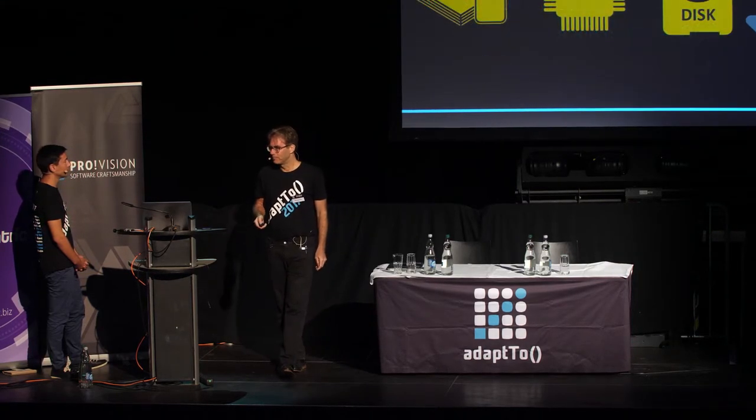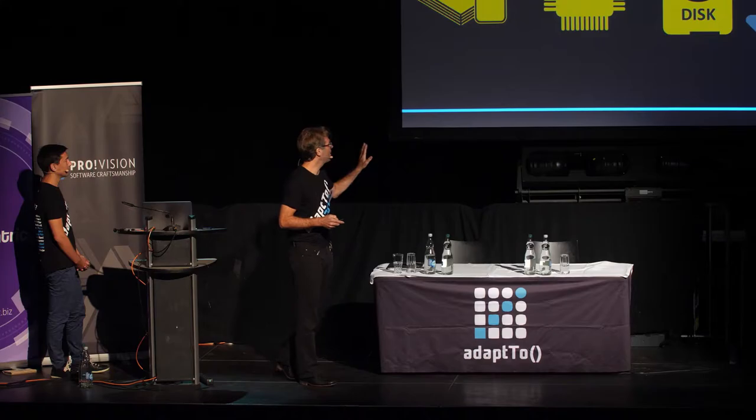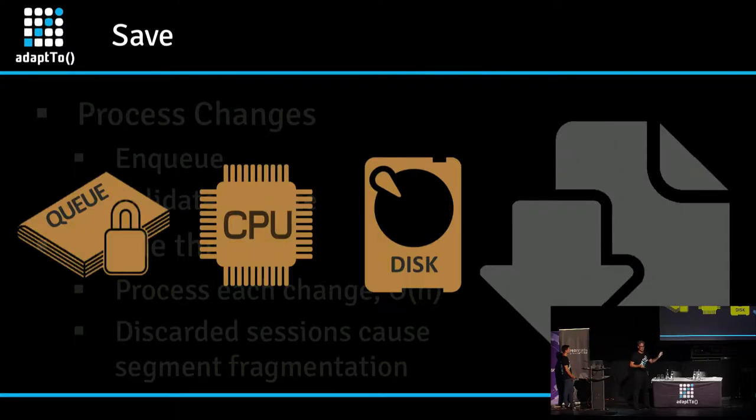So in summary, in this phase, you're using the queue for coordinating concurrent save operations, we're using CPU for processing the changes, and the disk for reading written-ahead stuff back for the validating of the changes.